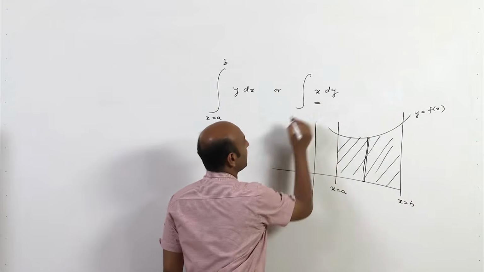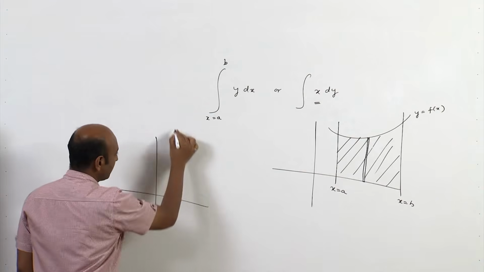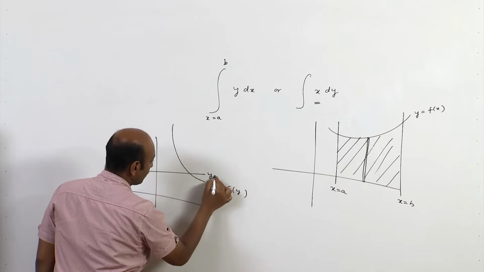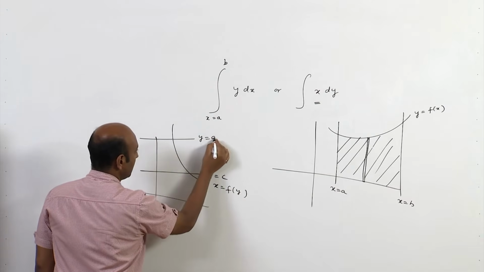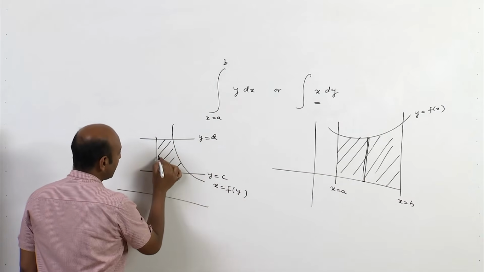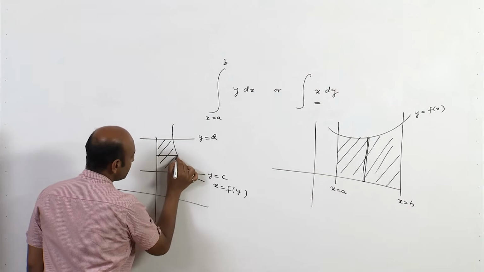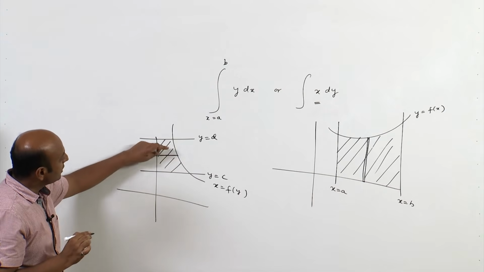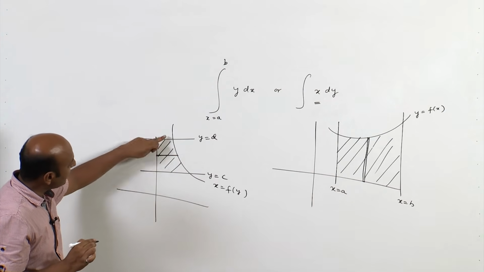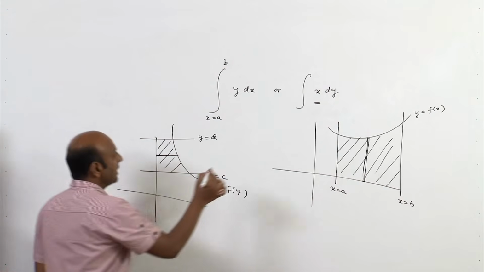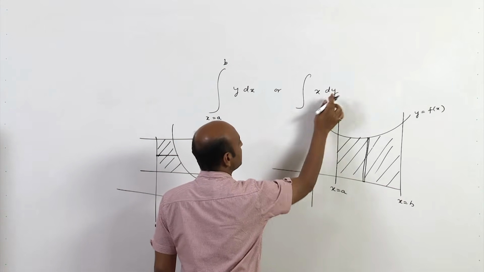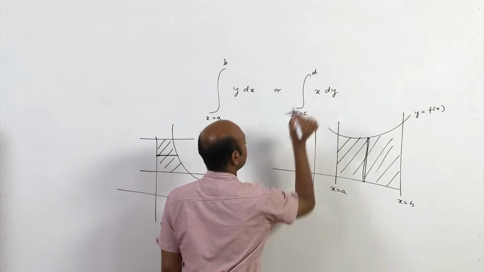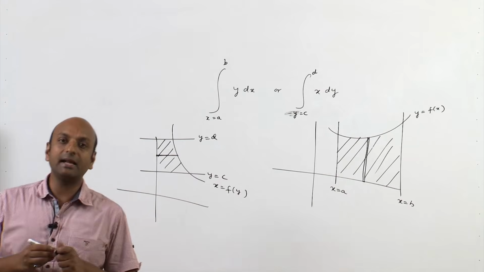Similarly, for this integral, the curve is something like this. This is x equals f(y), where y is varying from c to d, and we are talking about this area. So we take a strip parallel to the x axis. This is x and this is dy. So this is x dy, and when we sum up this strip over the entire region, this will give the area of the shaded portion, which is the single integral x dy, where y is varying from c to d. Okay, this is a single integral.